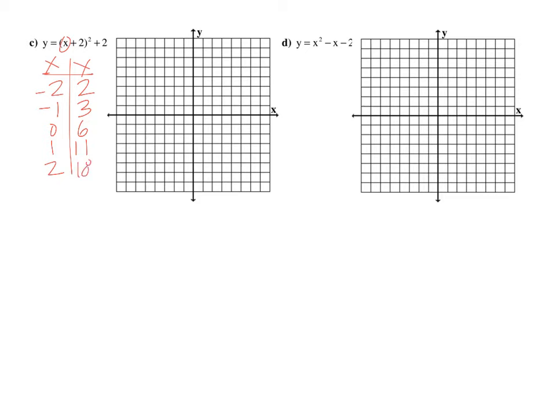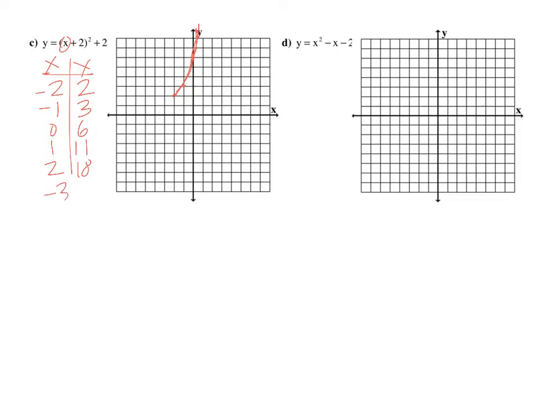All right, I'm going to try to plot some of these points now. -2 up 2. Then I have -1 up 3. Then I have 0 up 6. And then 1 go up 11. Okay, so I have these points here, but obviously it looks like the graph is coming down to the left. I need more points to the left.